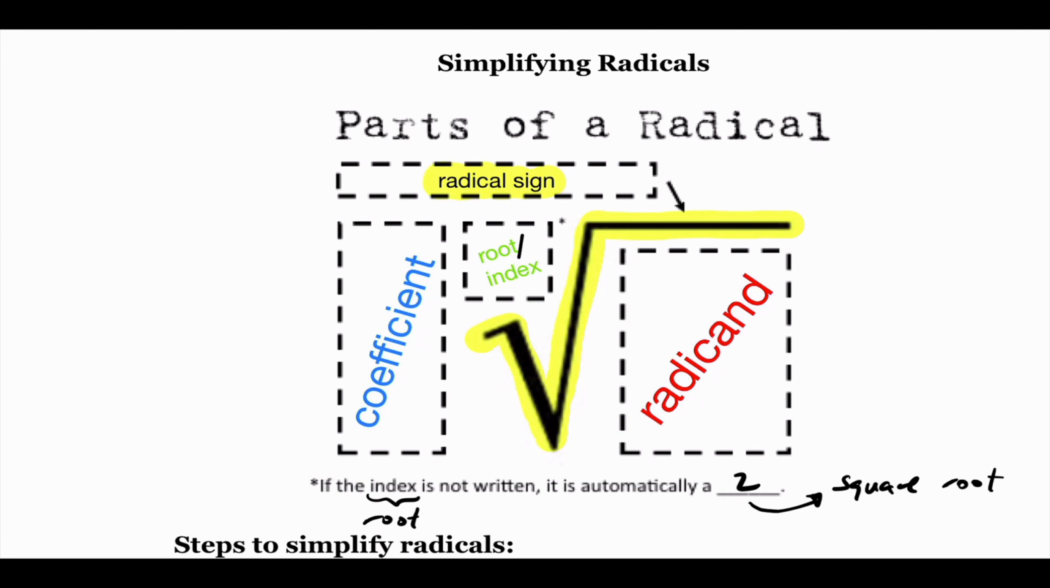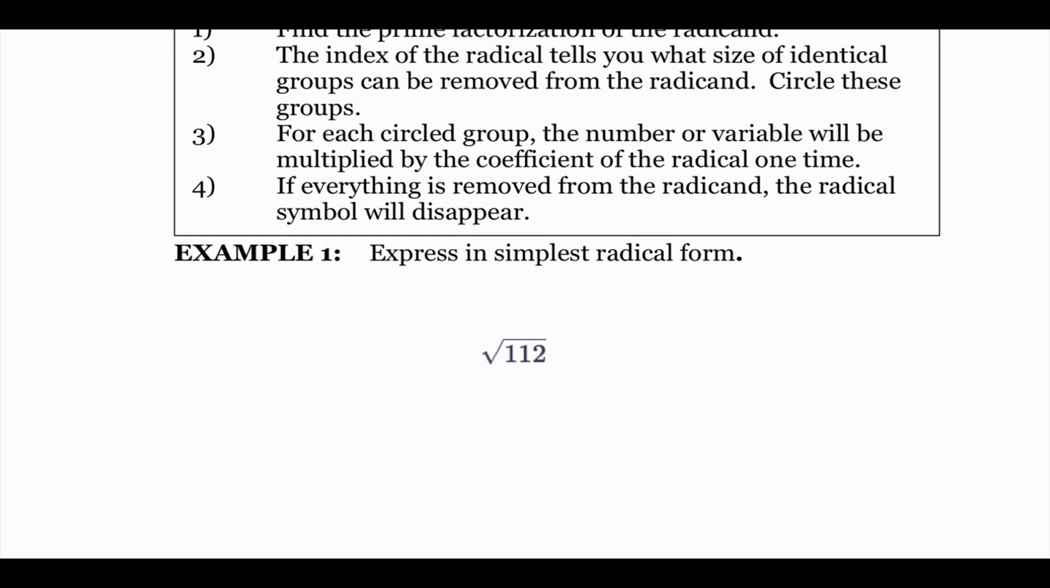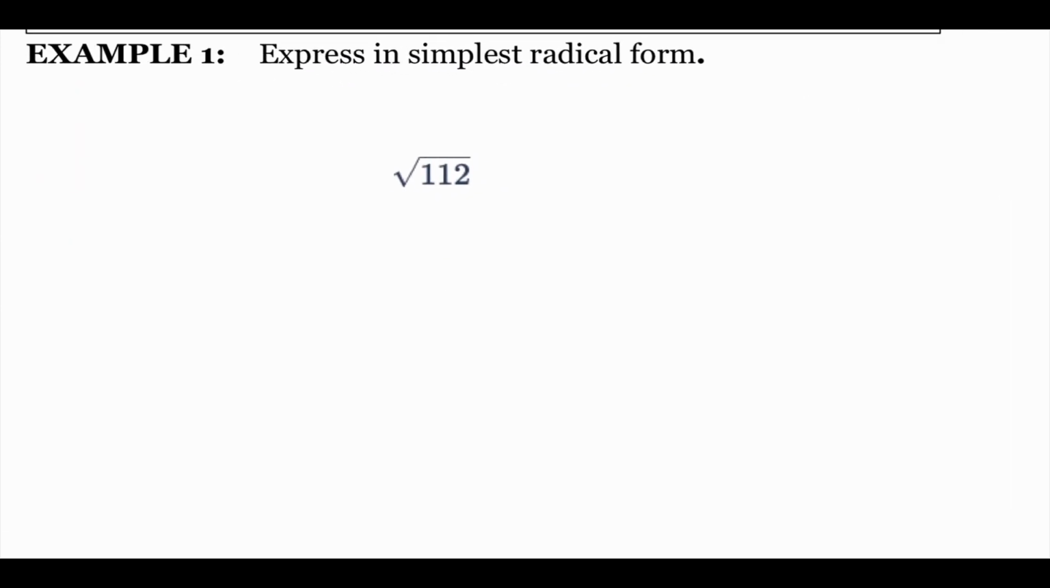Okay, so we're going to follow these steps to do every problem. They're going to look a little different, but essentially we're just following these steps. We're simplifying. Simplifying means breaking down as far as we can. All right, so these are the steps we're going to use. I'll show you on number 1. This one's a square root because it has no number there. It has no number for the root. So if it has no number, it's a square root. It's 2. Okay?